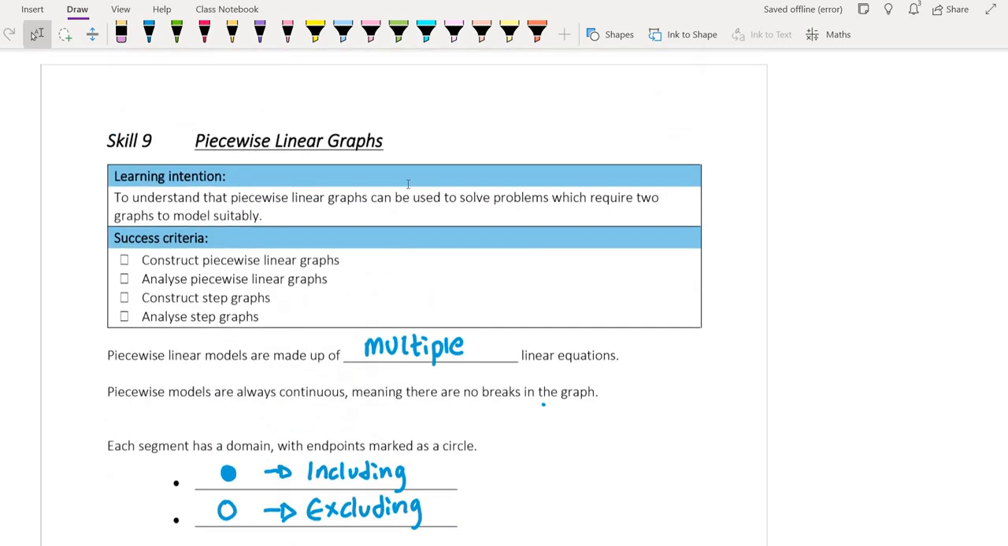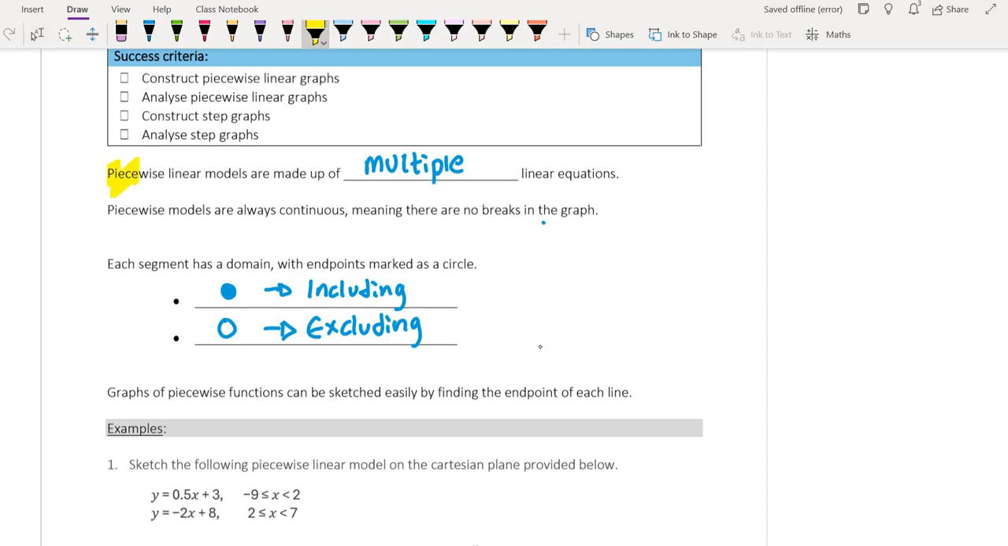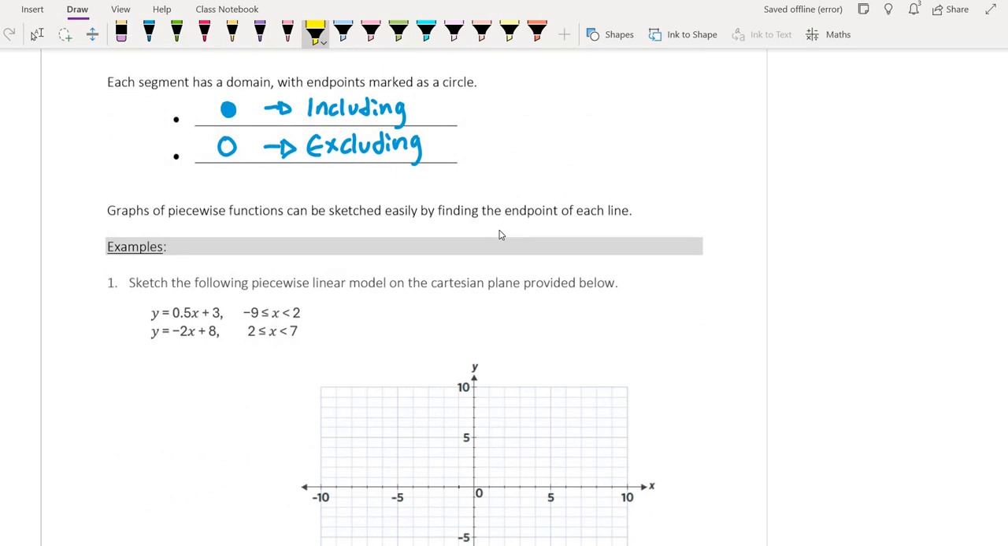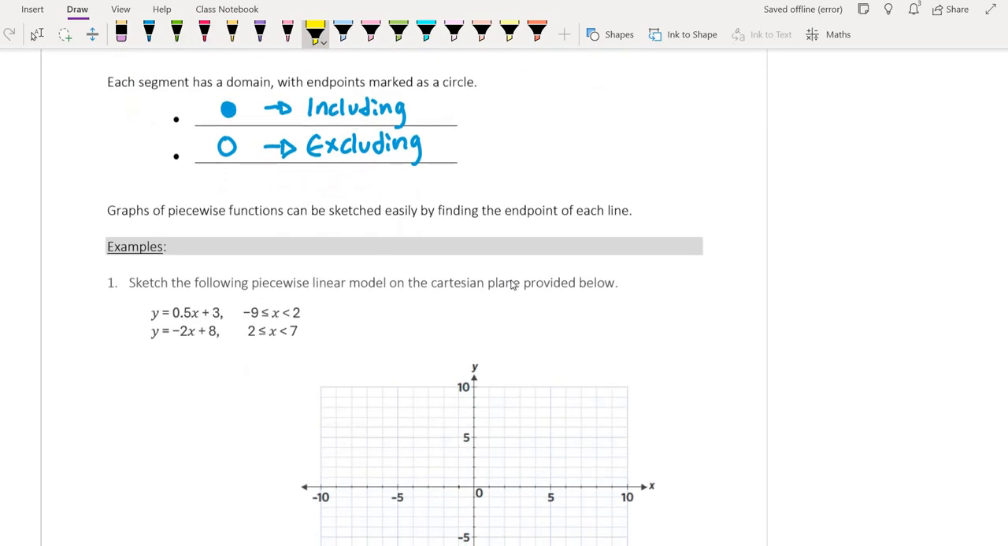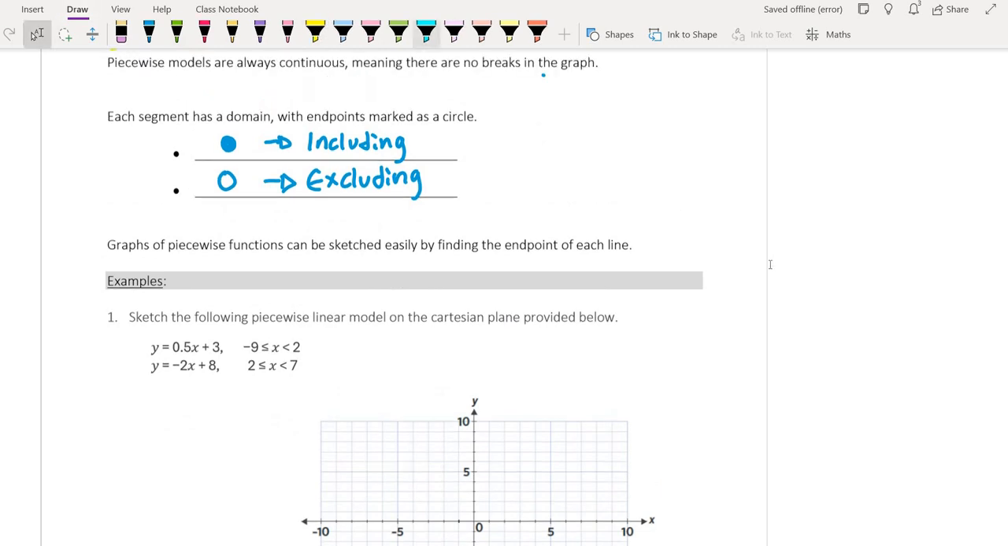Alright, this lesson we're looking at piecewise linear graphs. Piecewise linear graphs just means that there's multiple pieces of linear graphs, linear equations in one graph. And to show that, where the graph is starting and ending, because piecewise graphs often have a domain. And domain just means that our x values are going to have a starting and an ending point.